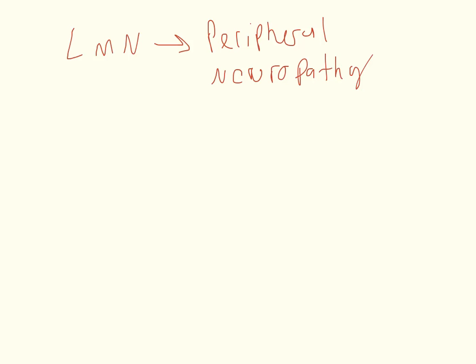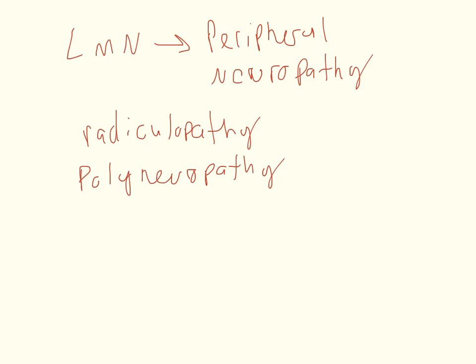With lower motor neurons, these would be called peripheral neuropathy. And there's a bunch of different types of peripheral neuropathy. Specifically, at the level of the anterior horn, you have something called a radiculopathy. So radiculopathy means damage to the anterior horn of the spinal cord. Then you have polyneuropathy, which is anything below the level of the anterior horn, but it's not a single level. It's not just a single nerve. It's not just a single thing coming out of one anterior horn. It's multiple areas. And then you have mononeuropathy.